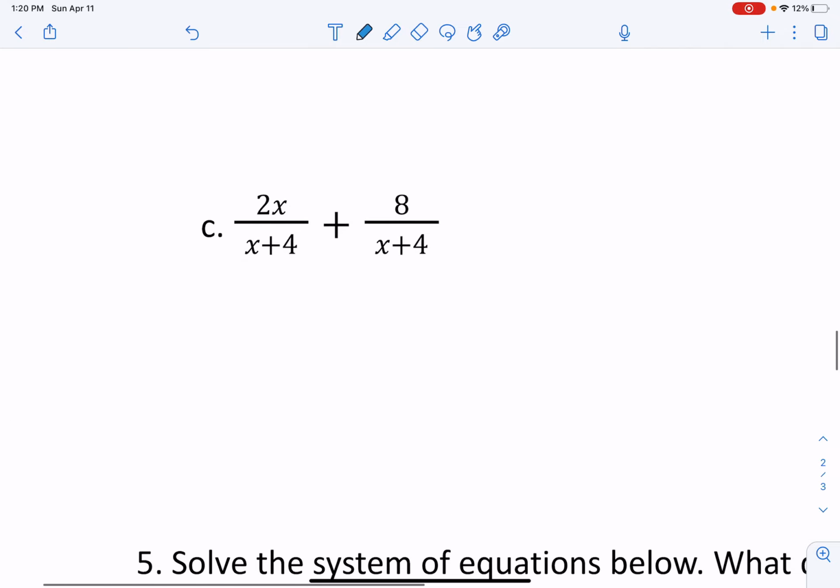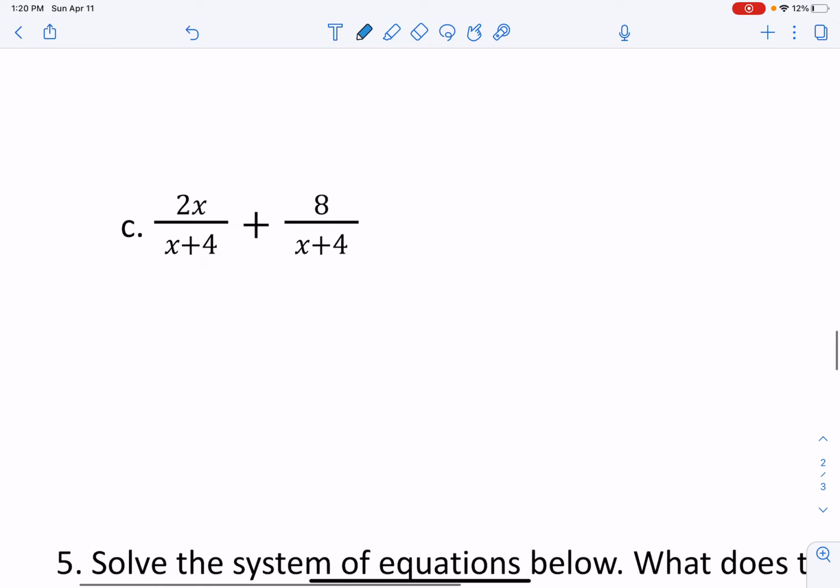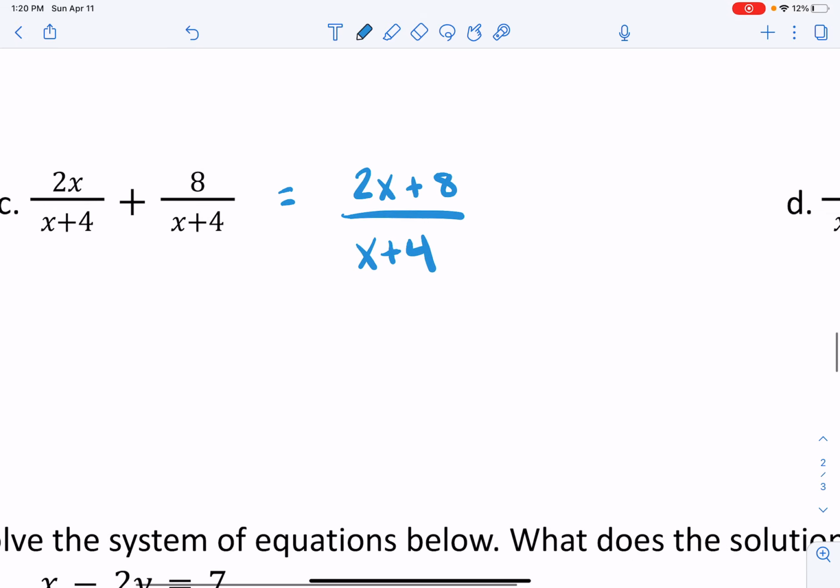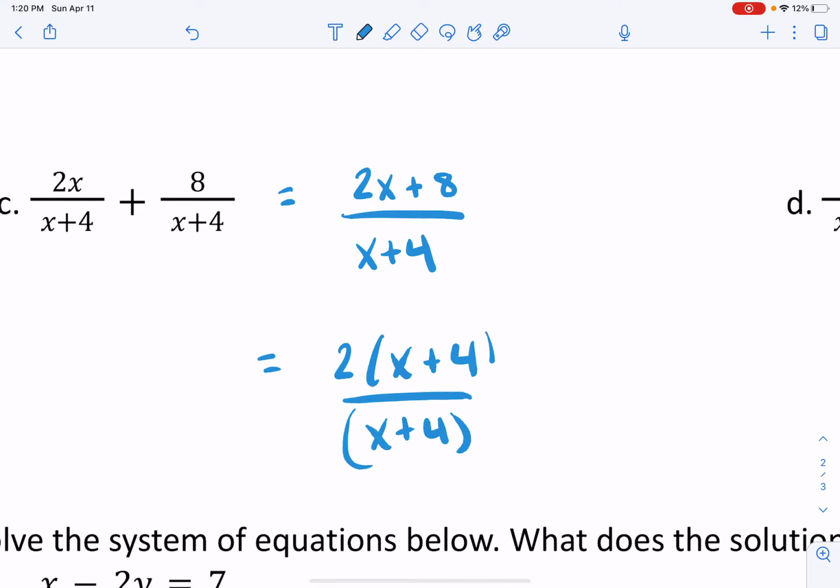Okay, so for part C, we've got 2x over x plus 4 plus 8 over x plus 4. Remember, when we're adding, they have to have the same denominator, which these do. So we're able to add just the top and combine the denominator basically into 1. Now, we could technically be done, but this top part here could be factored, so I'm going to change that. I'm going to factor out a 2, so it's x plus 4. So the x plus 4's actually cancel, so we're just left with 2.